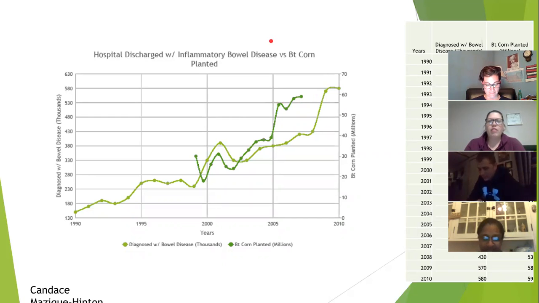Candace, is there any correlation between bowel disease and genetically modified corn? Well, to me, this is my personal belief, okay? To answer that, I believe that you would need more information. Looking at the chart does make you believe, because there is a rise at the same time. So it does give you a valuable reason to say cause is there for the effect.